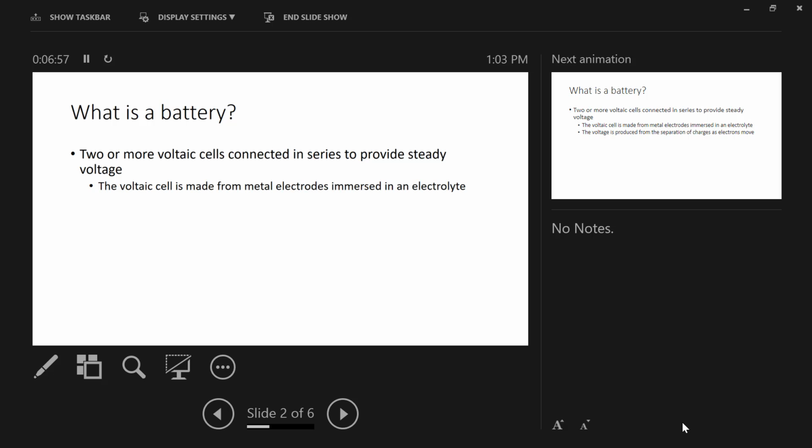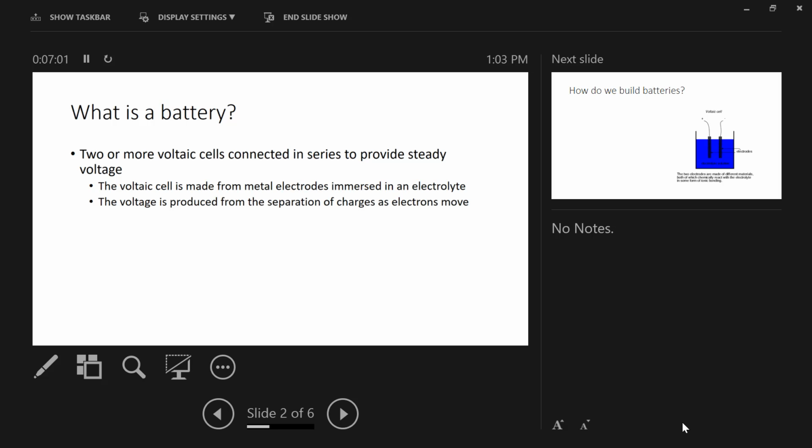I still don't know what voltage means. Here's the idea of voltage. Voltage is produced from the separation of charges as electrons move.